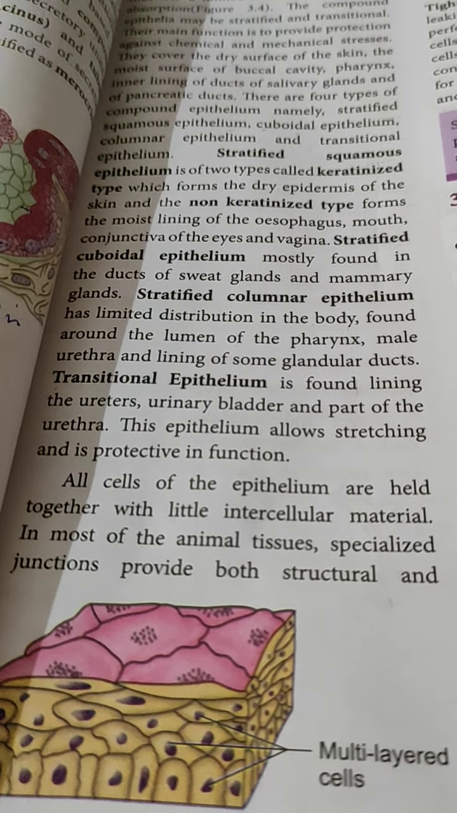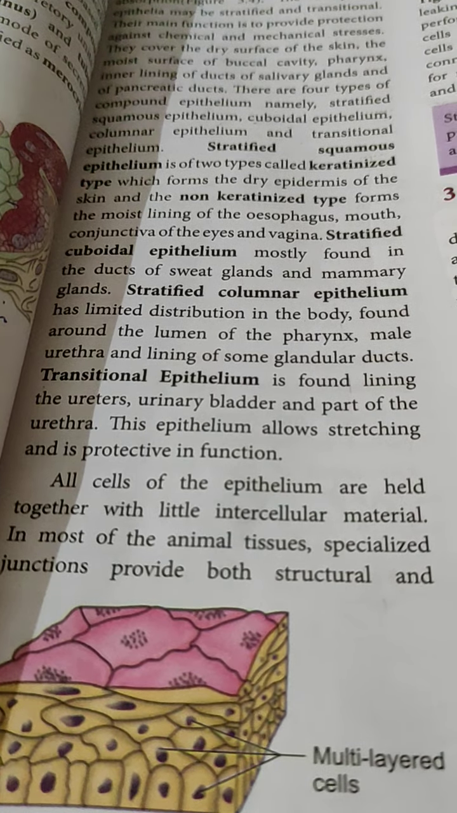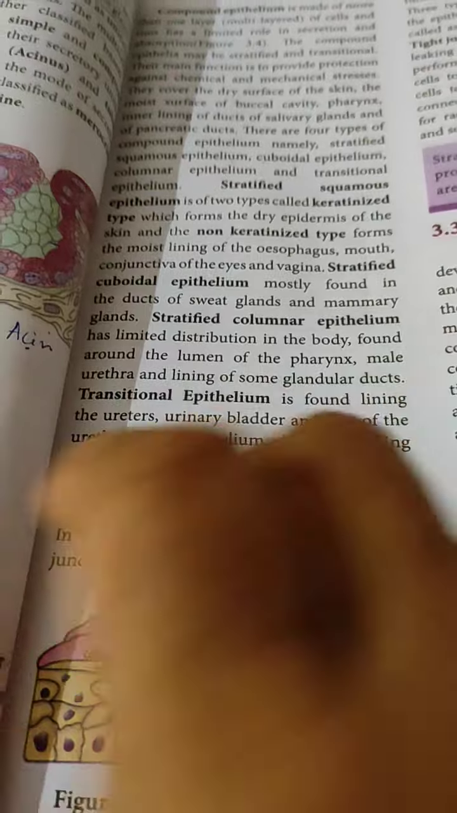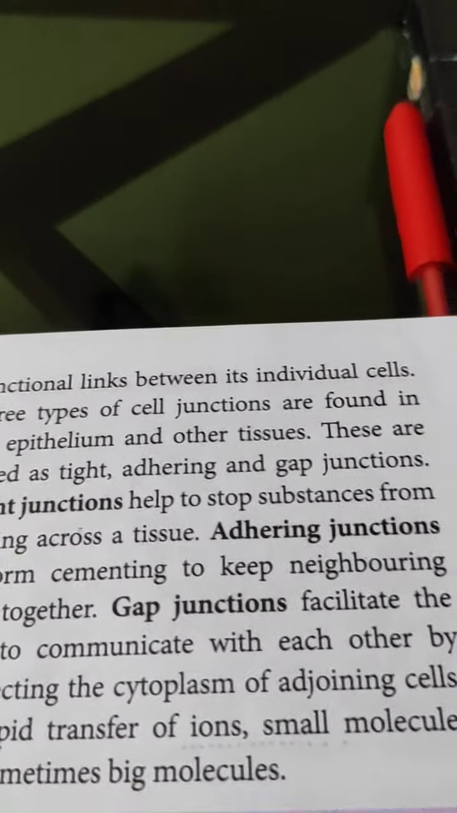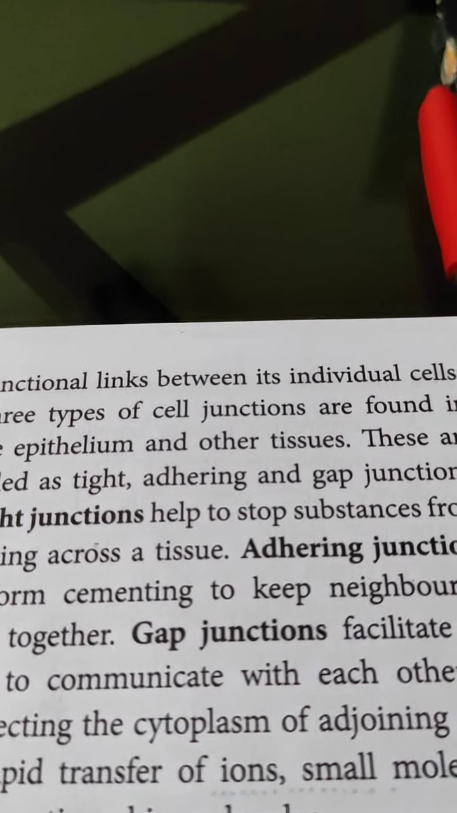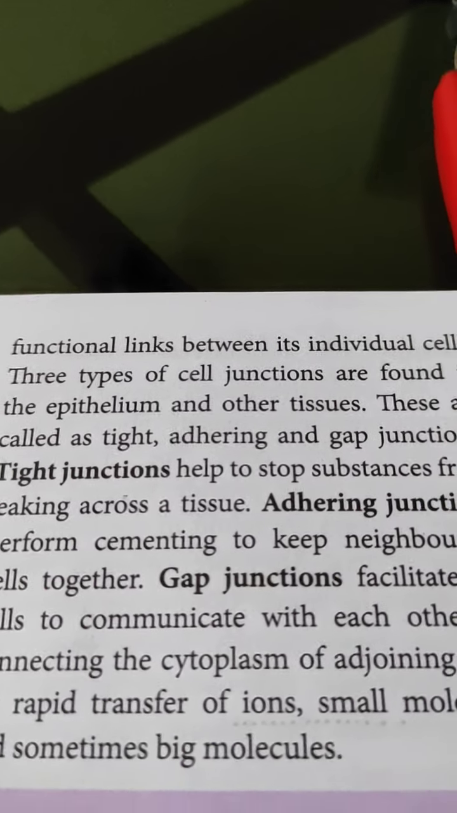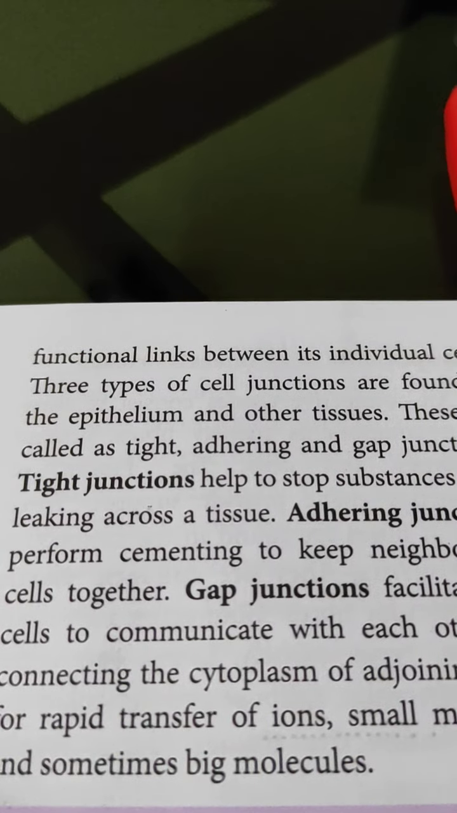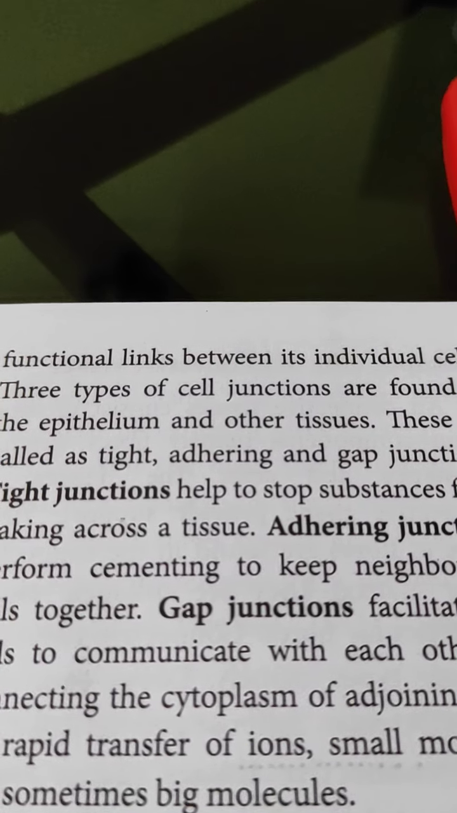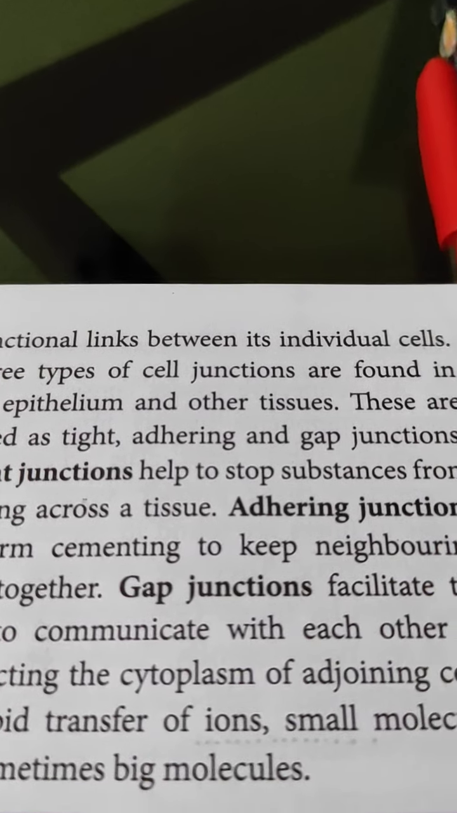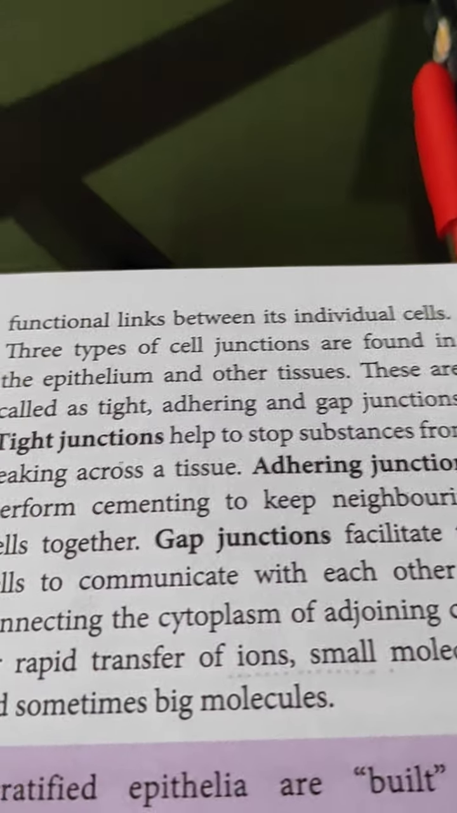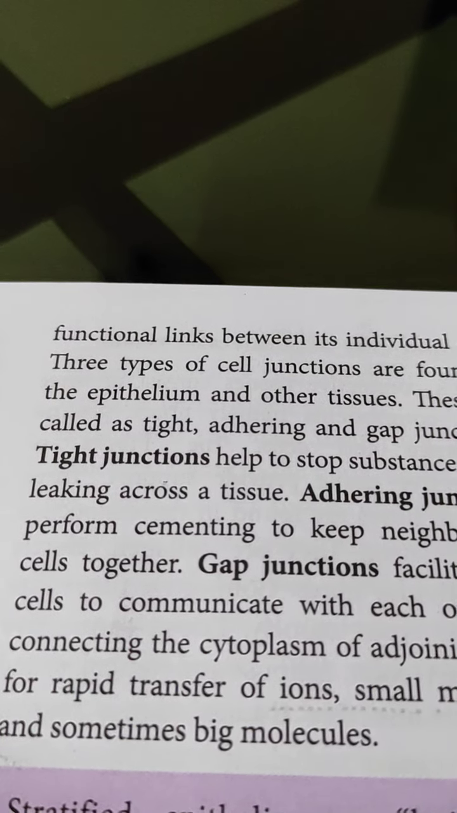In most of the animal tissues, specialized junctions provide both structural and functional links between individual cells. Three types of junctions can be found. This is very, very important. What are the types of junctions and where can we see them? These are called the tight junctions. Second type is called adhering junctions. Third type is called the gap junction. So what do you mean by tight junctions?